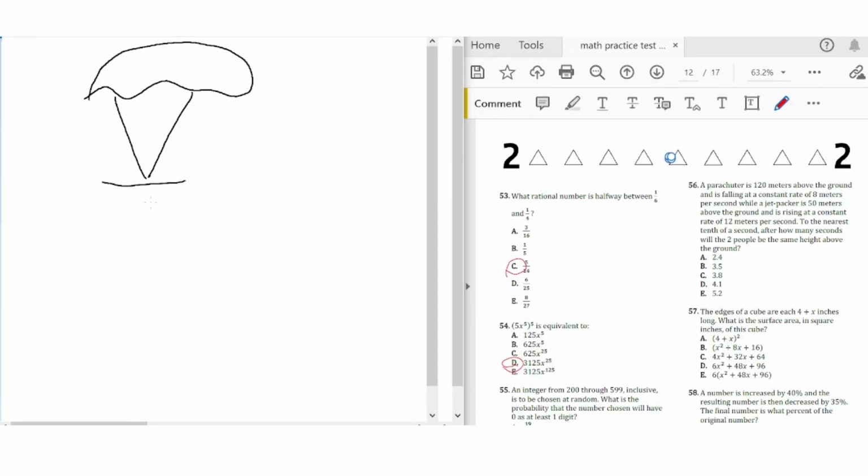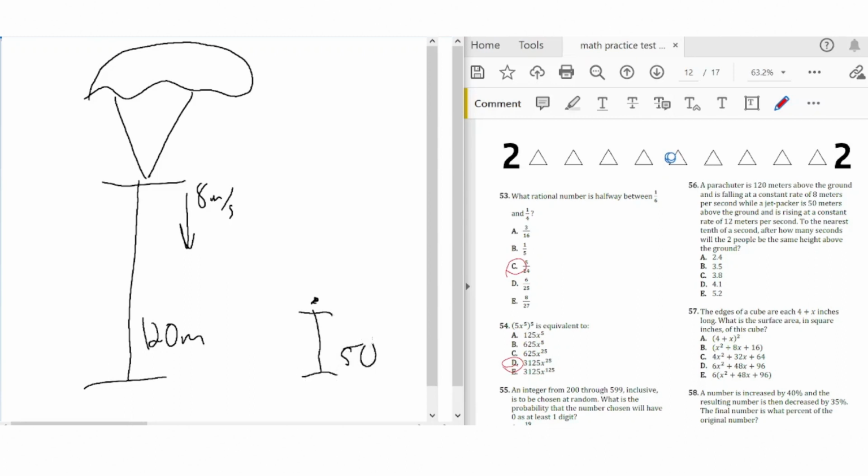That's our parachuter. Got 120 meters above the ground, and he's falling at 8 meters per second. And we got a jetpacker, 50 meters above the ground. He'll be a dot. And he's rising at 12 meters per second. These two people right here are 70 meters apart because he's 120 meters above the ground and he's 50. This space is going to be 70 meters. And they are approaching each other at 20 meters per second because he's coming down at 8 meters per second and this guy's going up at 12 meters per second, so they combine.